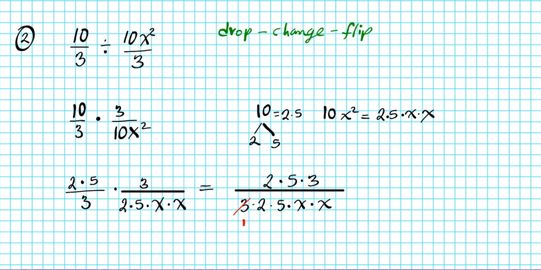Now let's divide out common factors. 3 goes into 3 once, 3 goes into 3 once. Please do not forget to place the ones there. And then let's look at the 2's. 2 goes here 1, 2 goes here 1. And then the 5's. 5 goes here 1, 5 goes here 1.